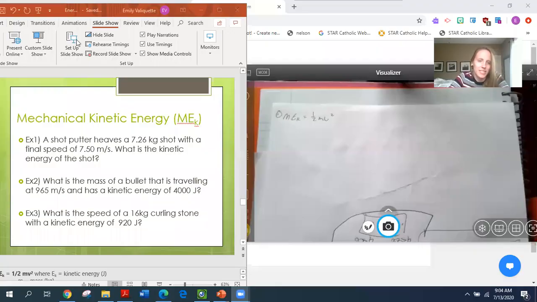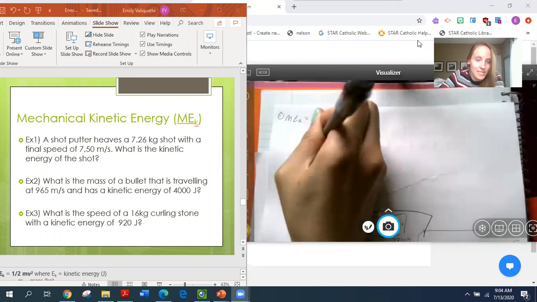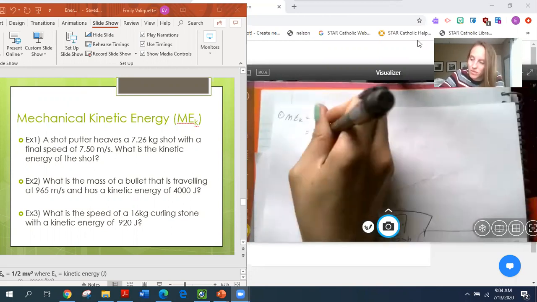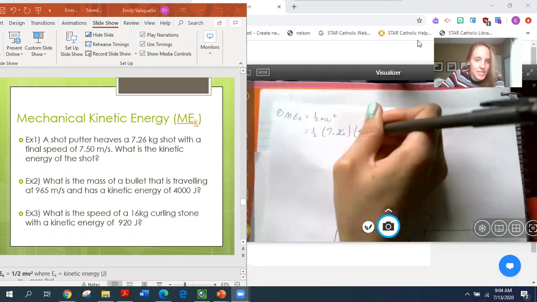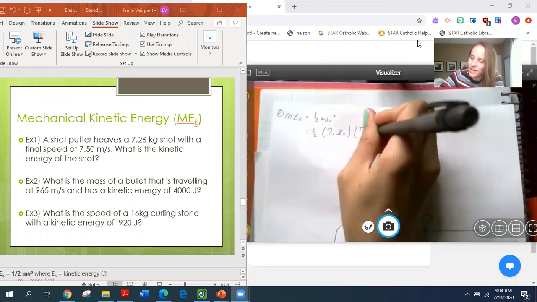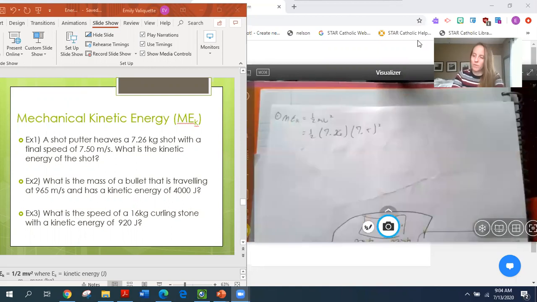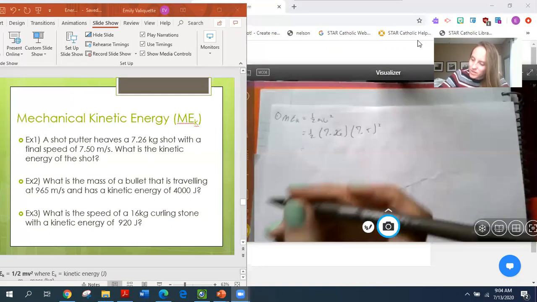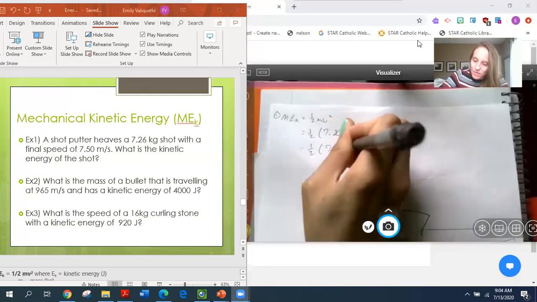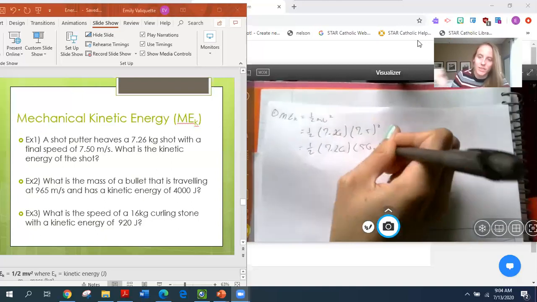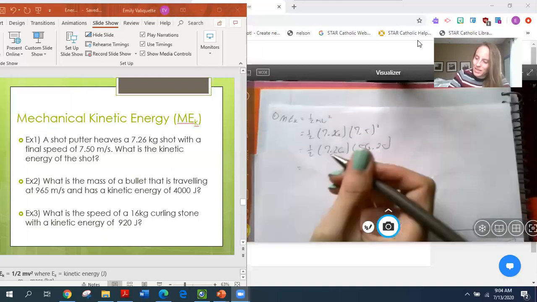Okay, so for the first question, it says a shot putter heaves a 7.26 kilogram shot with a final speed of 7.5 meters per second. What is the kinetic energy? So I'm just going to plug in the mass of 7.26 and the speed of 7.5. Then I am going to do the 7.5 squared. So the rest I'm just not going to touch for a second, times 56.25, which is 7.5 squared, and then just multiply these all together.